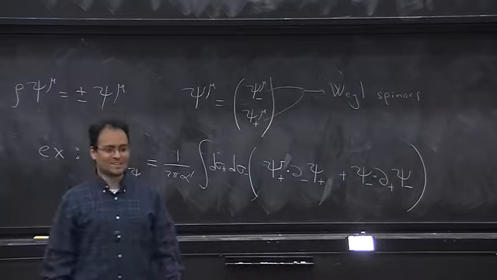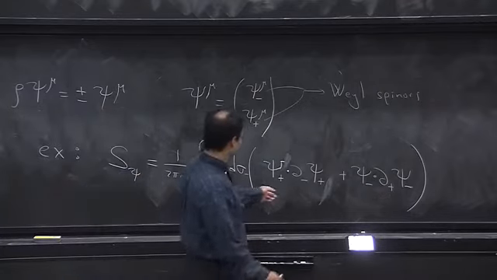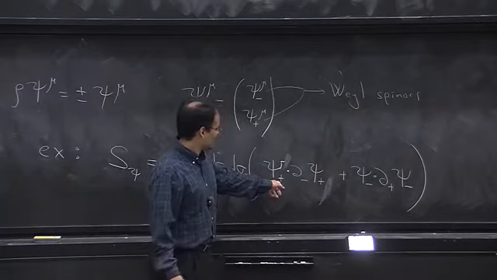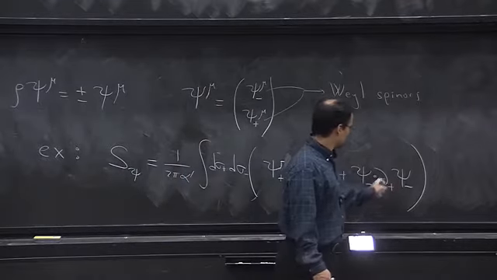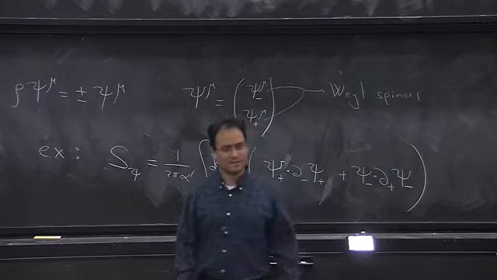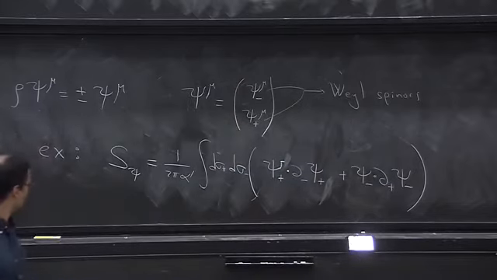Isn't that very convenient? You see, the pluses came out with the derivative with respect to sigma minus, and the minuses came with the derivative with respect to sigma plus. That looks very, very nice. So this is our action now.